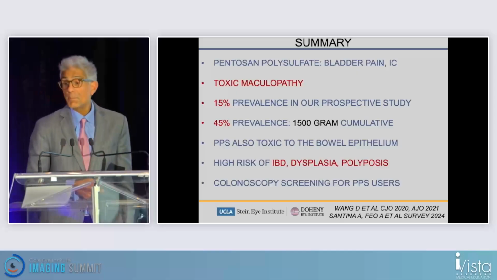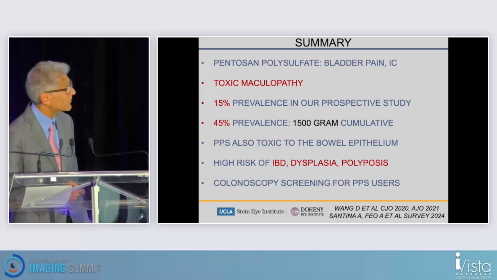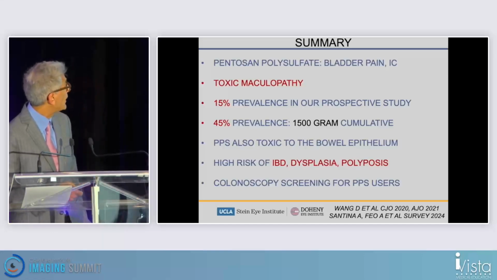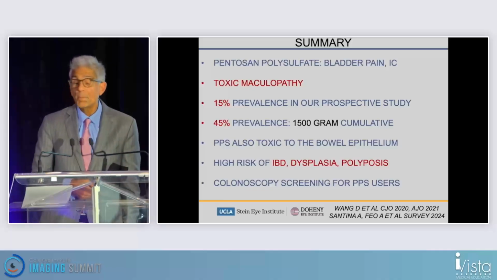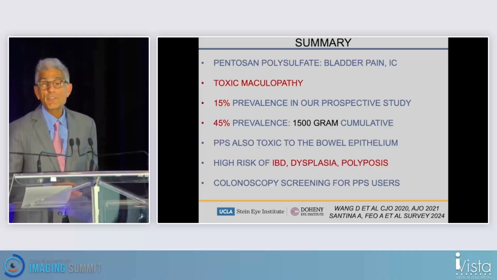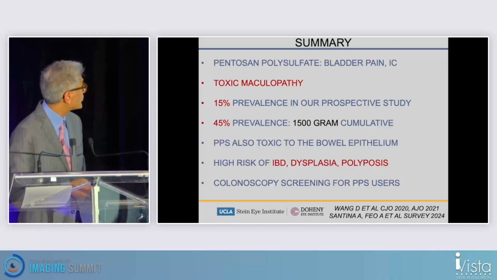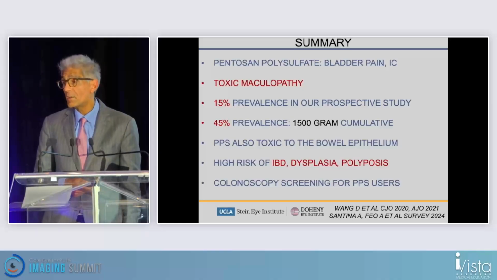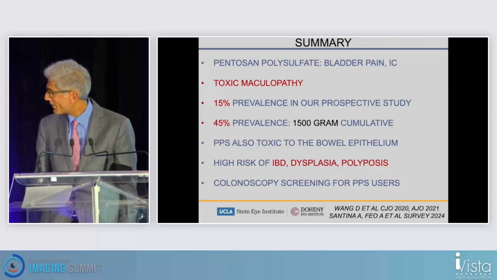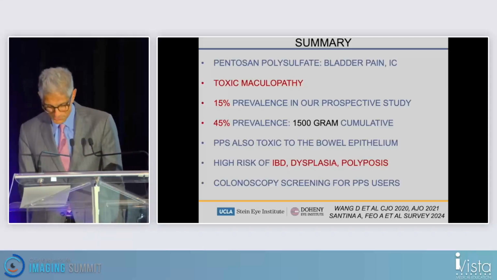It has a 15% prevalence of retinal toxicity, and in those with a cumulative dosage over 1,500, that prevalence rises to almost 50%. In addition to being toxic to the RPE and choroid, it is likely toxic to the bowel epithelium, and patients are at high risk of inflammatory bowel disease and polyposis, and in addition to the multimodal retinal imaging with autofluorescence and OCT and NIR, we also recommend colonoscopy screening. Thank you very much for listening to two lectures.